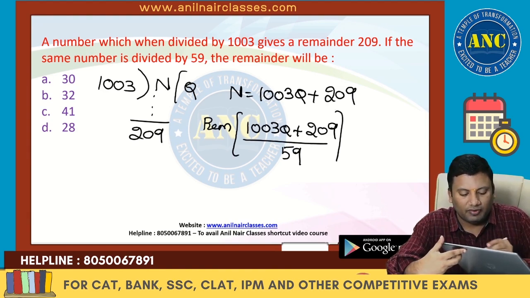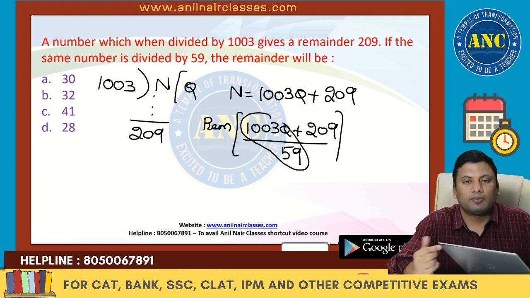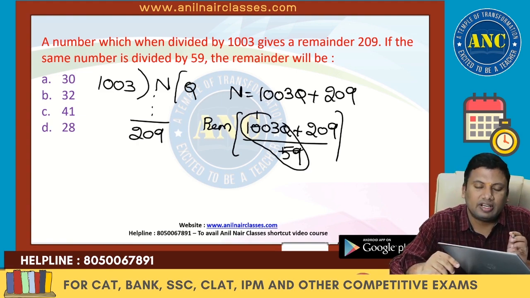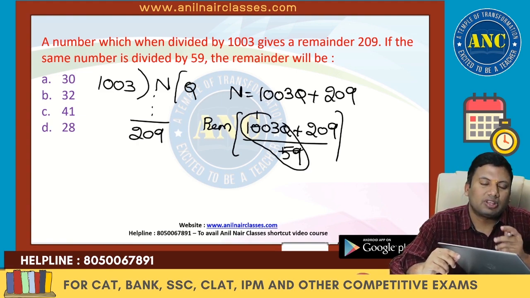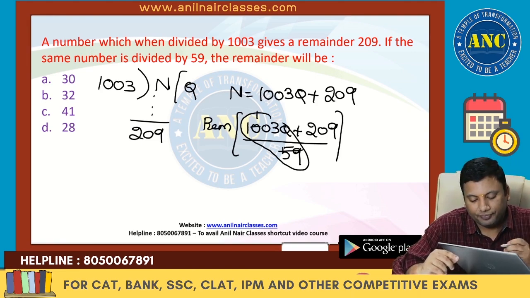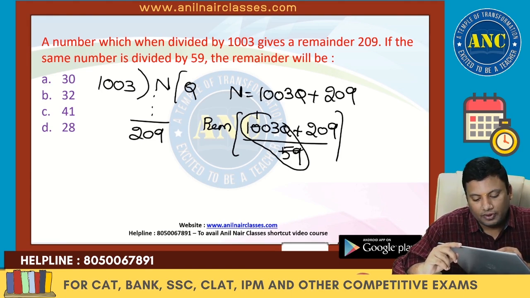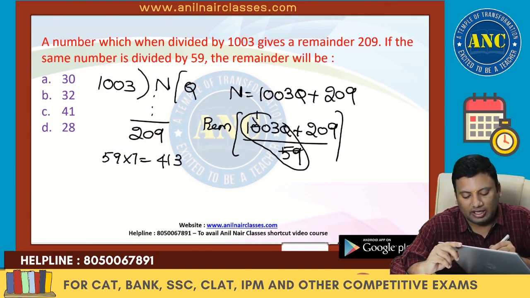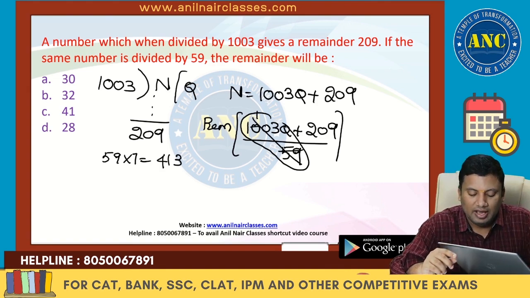Please check whether 1003 is divisible by 59. 59 ones are 59. Next it is 413. 59 ones are 59, and what remains is 413. 59 goes how many times? 59 sevens are 413. It is completely divisible.